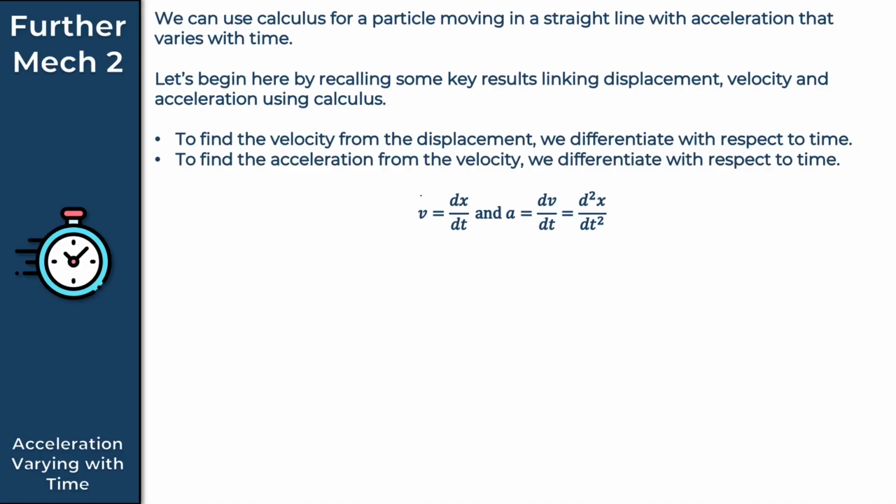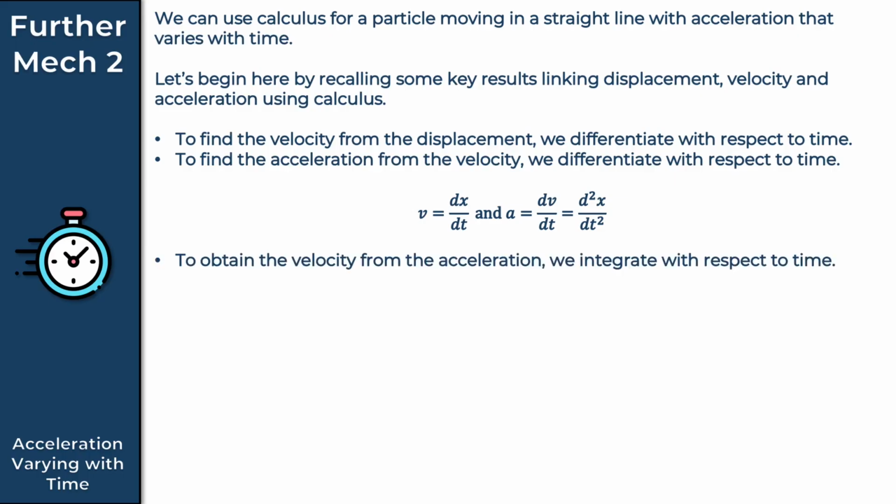So v, the velocity, is equal to dx by dt. And then for the acceleration, a is equal to dv by dt, which we can also express as the following. This is the same as the second derivative of the displacement x, again, with respect to time t.